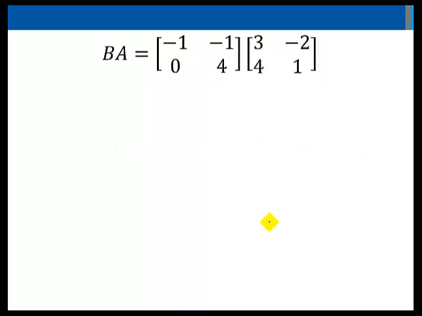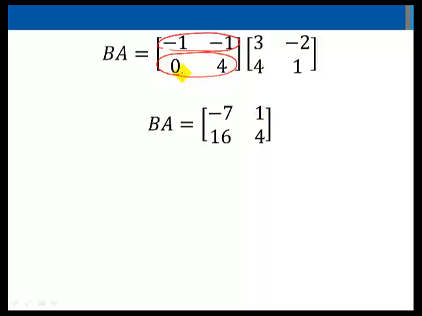Next, let's find B times A. This time we won't go through all the steps, but let's see if we can do this in our heads pretty much. So B times A, I want row 1 in B times column 1 in A, negative 1 times 3 plus negative 1 times 4 is equal to negative 7. Row 1 in B times column 2 in A would be negative 1 times negative 2 plus negative 1 times 1, giving us 1 in matrix BA.